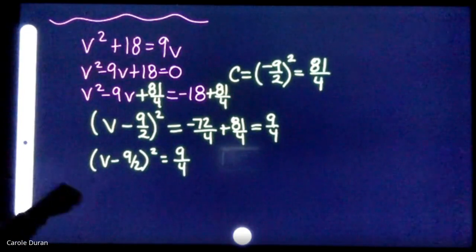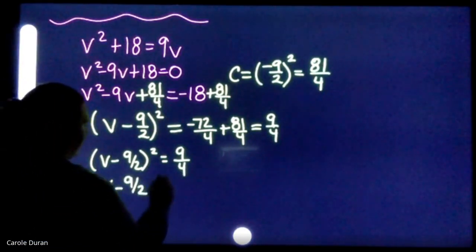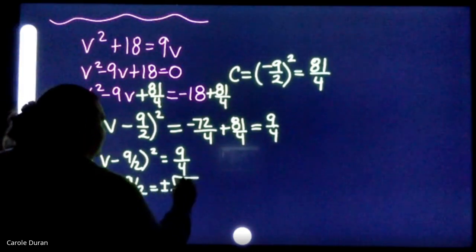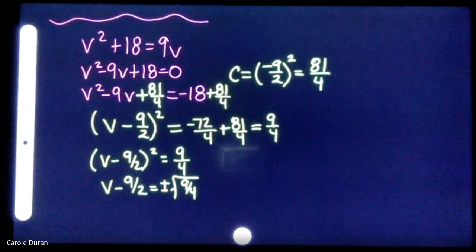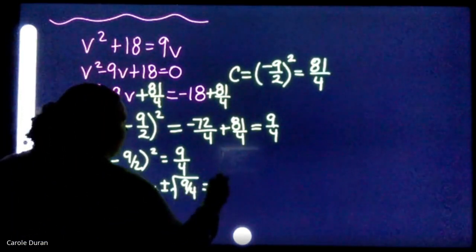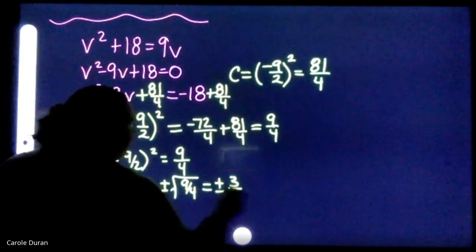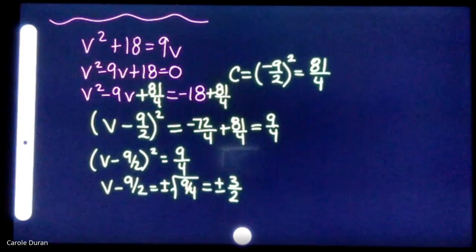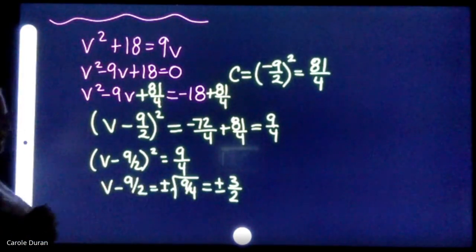So I need to square root both sides first. When I square root the left-hand side, the square goes away. When I square root the right-hand side, I need to see if I can reduce. 9 and 4 are both perfect squares. So when I take their square roots, I just end up with the square root of 9, which is 3, over the square root of 4, which is 2. So I have v minus 9 halves equals plus or minus 3 halves.